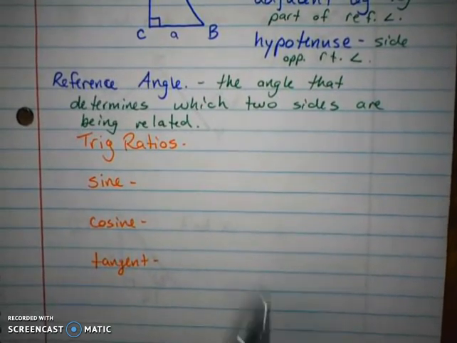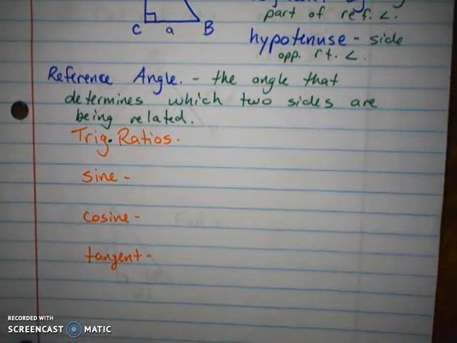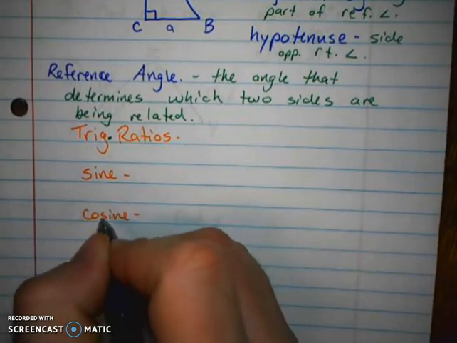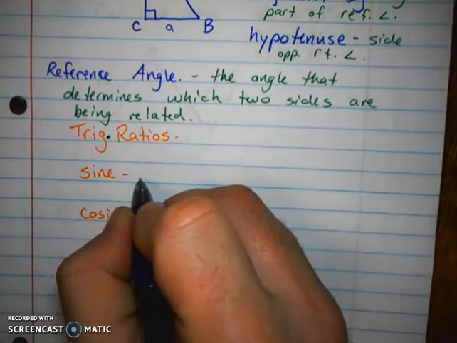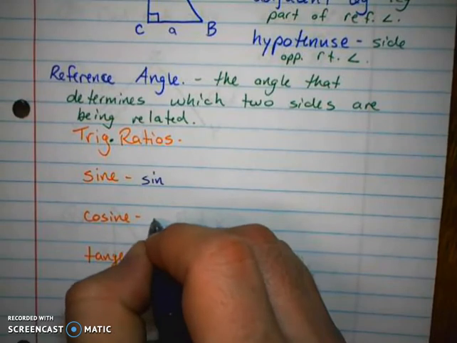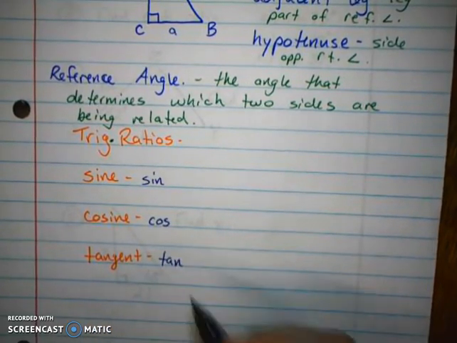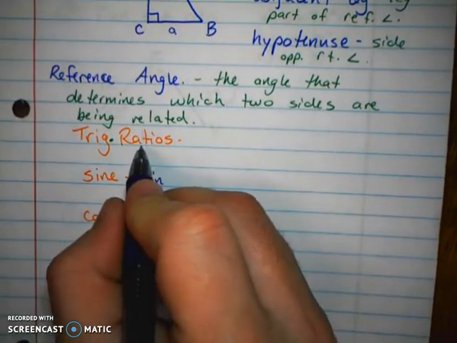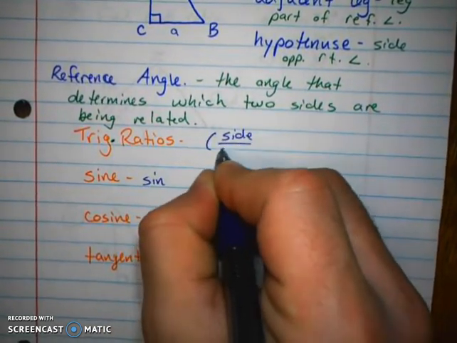So we have three trig ratios, or three trigonometric ratios that we're going to talk about. And that is sine, cosine, and tangent. Okay? Sine, cosine, and tangent. And we abbreviate these with the first three letters of each of these words. SIN is our abbreviation for sine. COS is the abbreviation for cosine. And TAN is the abbreviation for tangent. All right. These are ratios. Okay? That means it will be a fraction with one side over another side.